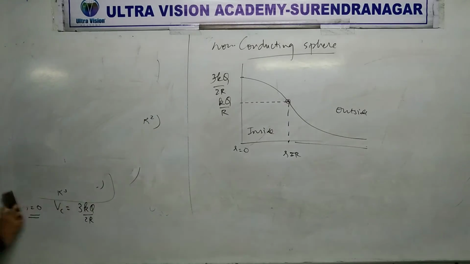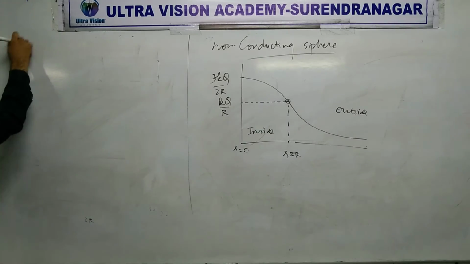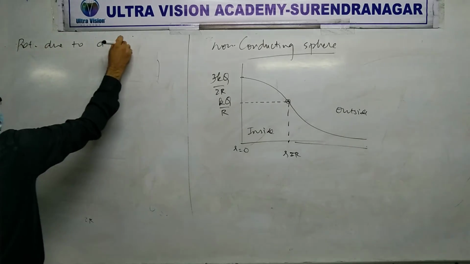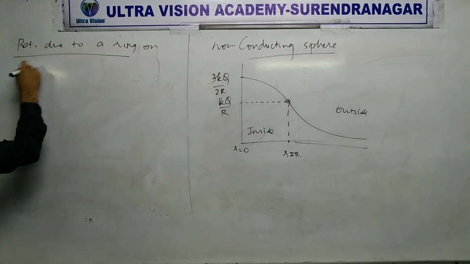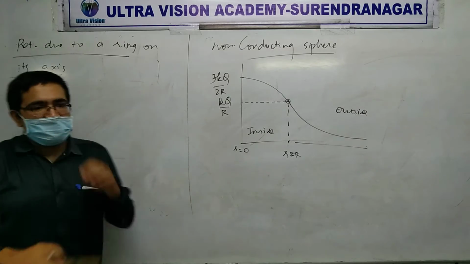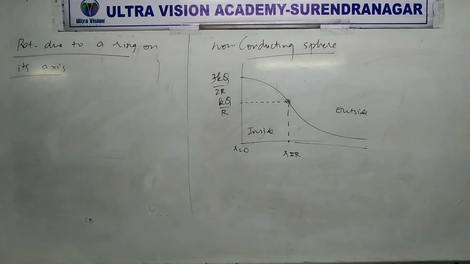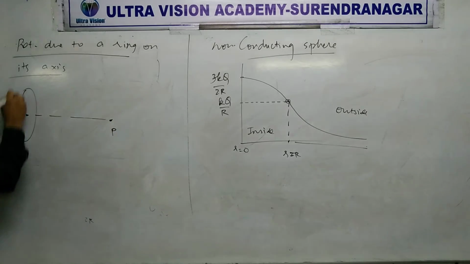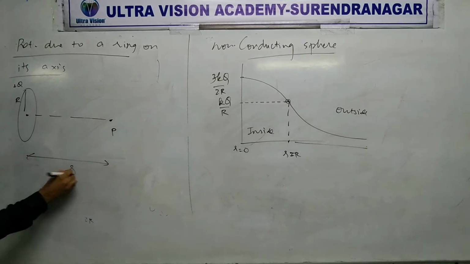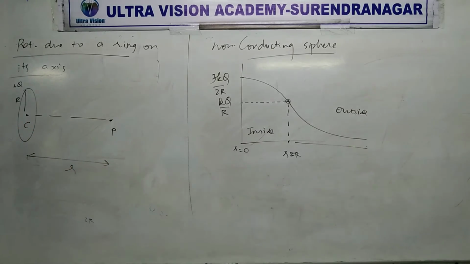Next one, potential due to a uniform ring on its axis. Here's point P. Let's say this ring has total charge Q. Its radius is suppose capital R and this distance is small r from the center. Okay? Everything clear so far? I am not saying the ring is uniform; it doesn't matter.